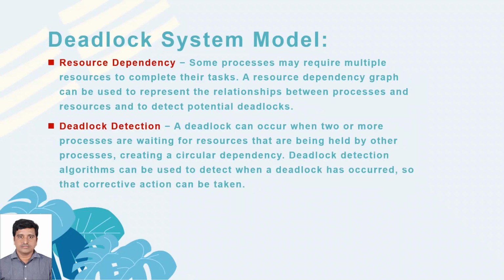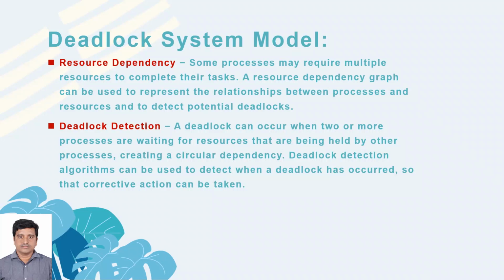Resource dependency. Some processes may require multiple resources, more than one resource, to complete their task. A resource dependency graph can be used to represent the relationship between processes and resources and to detect potential deadlocks. Deadlock detection can occur when two or more processes are waiting for resources that are being held by other processes, creating a circular dependency.